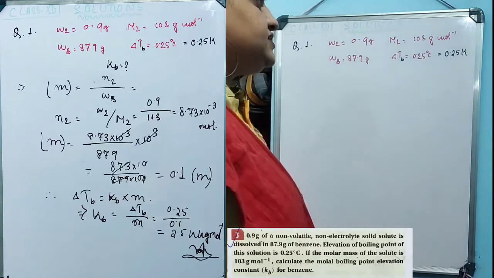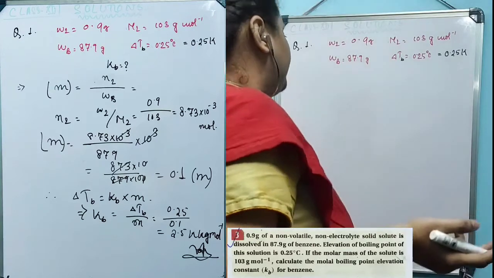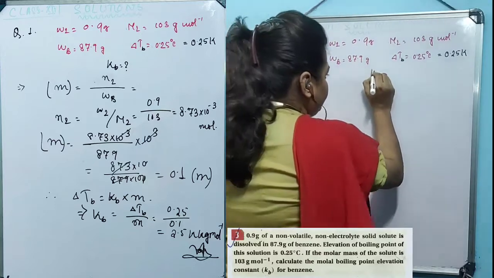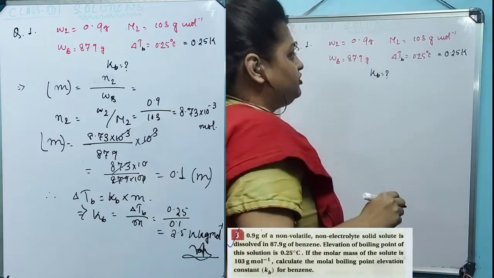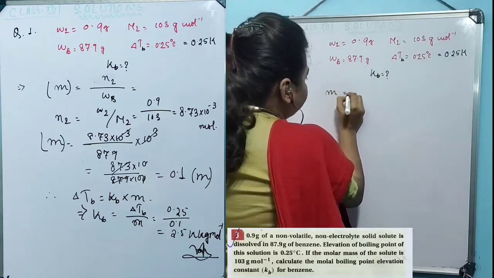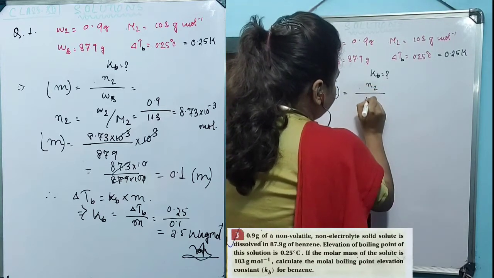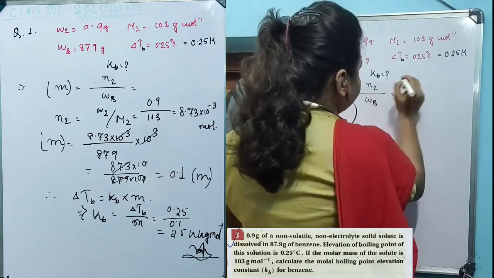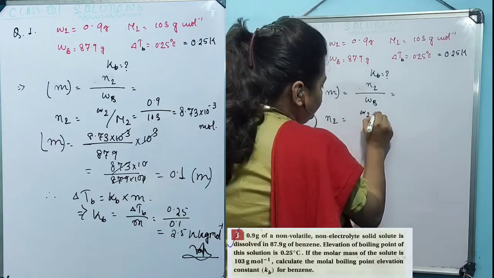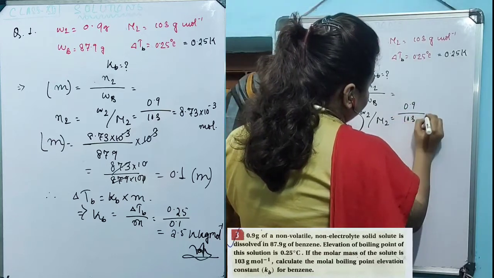They have asked you to calculate the boiling point elevation constant, that is, they have asked you to calculate the Kb. So before calculating the Kb, we need to find out the molality of the solution, which is the mole number of solute by mass of benzene. Now the mole number of solute is nothing but N2 equals W2 by M2. W2 is 0.9, M2 is 103.